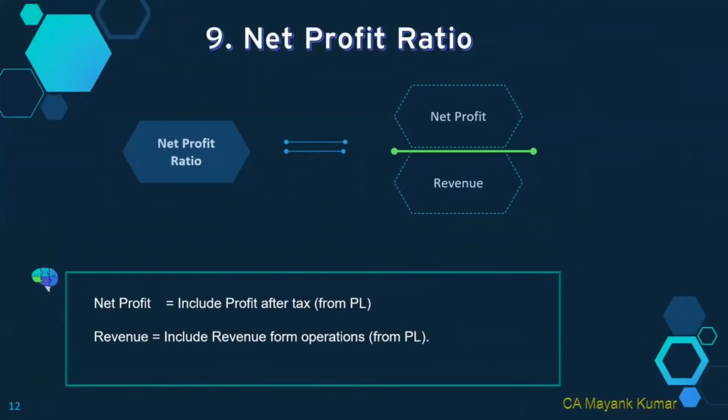Next ratio is net profit ratio, quite an easy ratio, which shows how much the company is earning from its total revenue. It is calculated by dividing the net profit by total revenue, which will be from the profit and loss account.